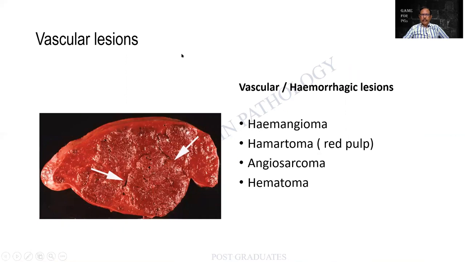And coming to the tumors, there can be vascular lesions, which can be a hemangioma, extremely common. Hemangioma, vascular malformation, and then it is not very well defined. But then I am able to see it is not capsulated or demarcated. It can be a hamartoma, mainly from the red pulp, angiosarcoma, and then a hematoma in a case of a blunt or a sharp injury. So these are all the vascular lesions you people should be having in mind.